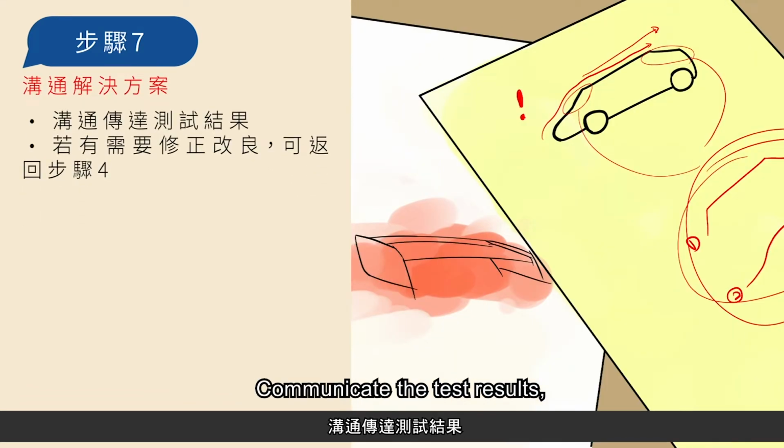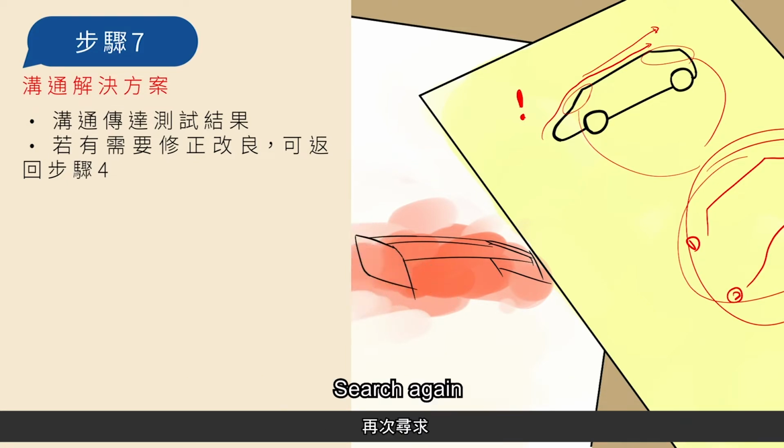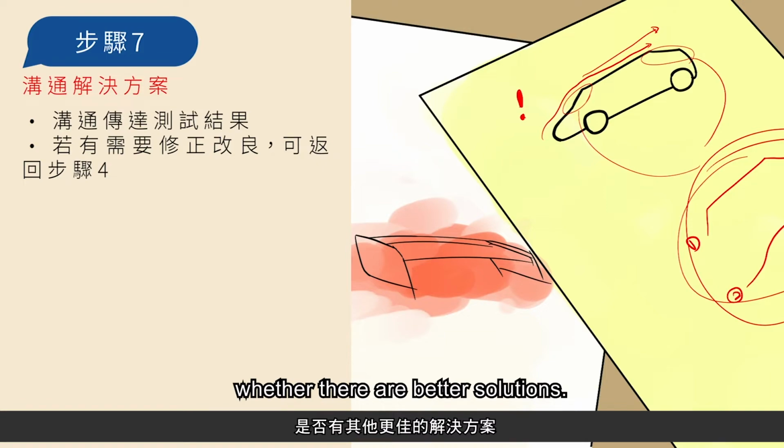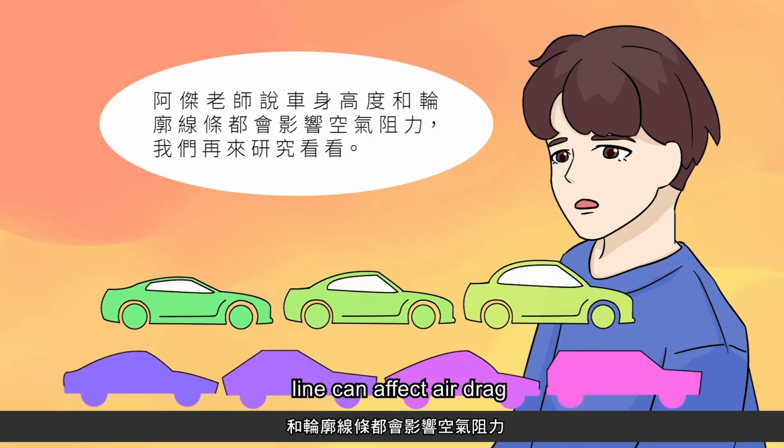Step 7. Communicate the solution. Communicate the test results. If corrections and improvements are needed, we go back to step 4. Search again, whether there are better solutions. Teacher J said that the body's height and contour line can affect air drag.